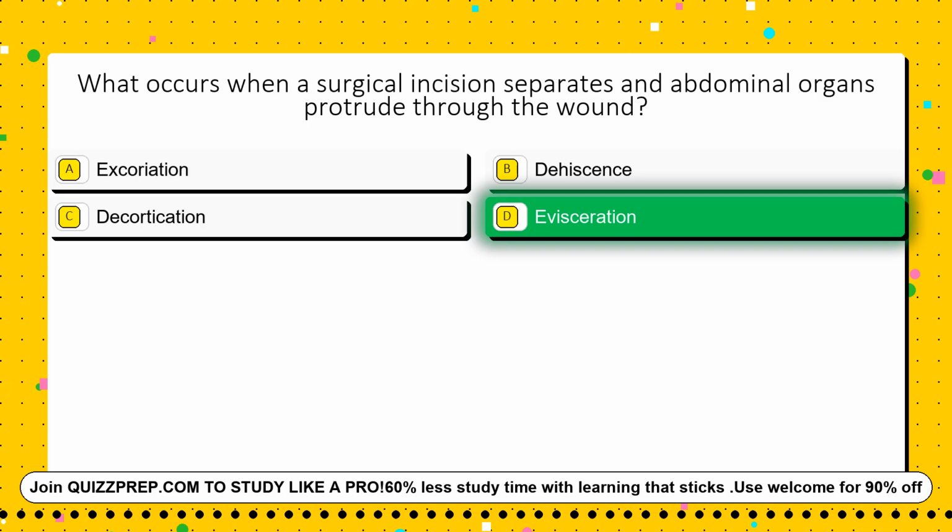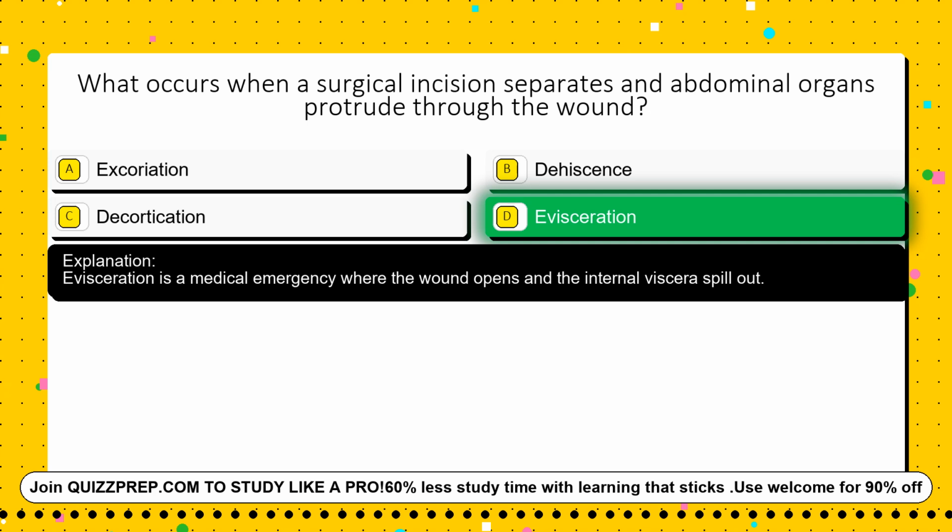The correct answer is option D, evisceration. Evisceration is a medical emergency where the wound opens and the internal viscera spill out.